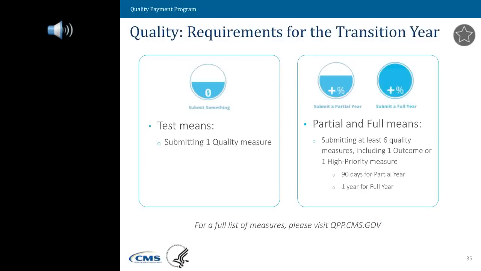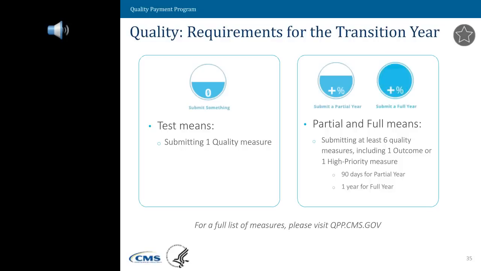So let's move on to slide 35. So what does this mean, again, within the context of the Pick Your Pace? So under Pick Your Pace, test for quality would be submitting 1 quality measure, and partial and full could mean submitting 6 quality measures with 1 outcome or 1 high priority. In all instances, it doesn't mean that you have to do 6 quality measures. If you find that you are able to do 3 or 4 measures, we would encourage you to do that.